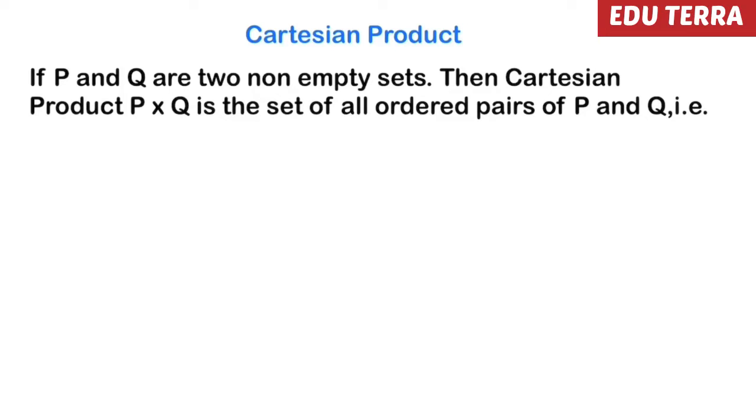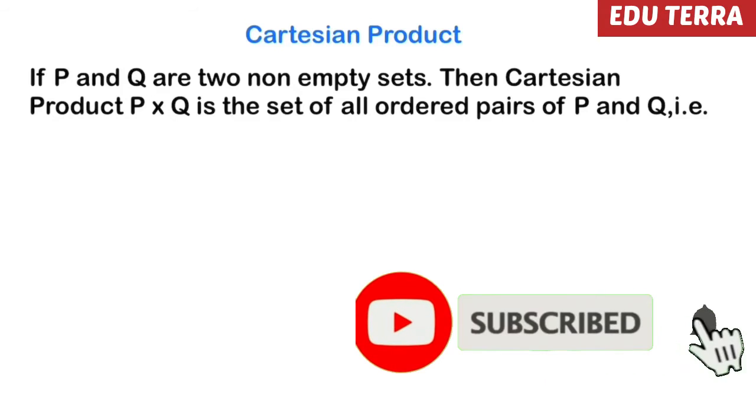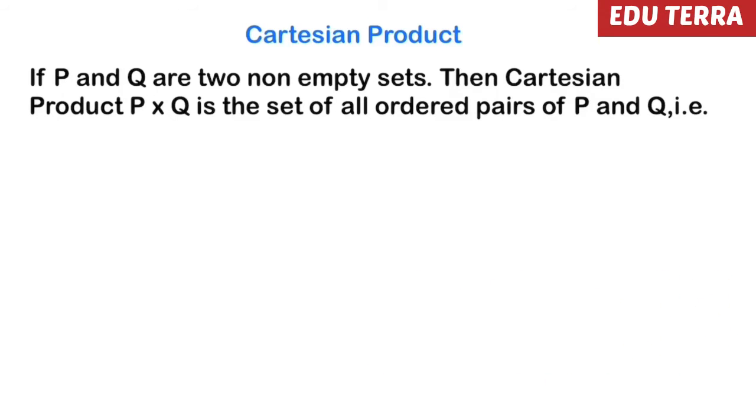Cartesian product: if P and Q are two non-empty sets, then the Cartesian product of P and Q is the set of all ordered pairs of P and Q. It is like a product. It will be in the form of elements separated by a comma, written in a small bracket. It means you are given a non-empty set P and another non-empty set Q. The Cartesian product is denoted by P cross Q.